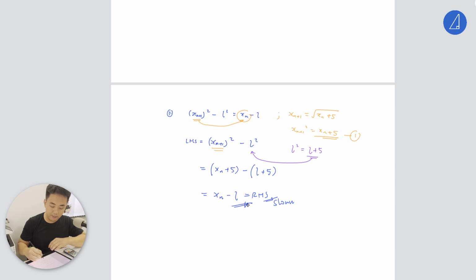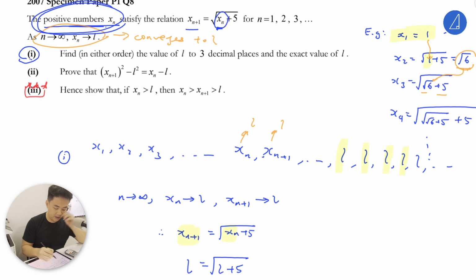Okay, now let's look at part 3. Part 3 is a bit not easy, but we try and slowly digest. Show that if this happens, then it will imply that xn is bigger than xn plus 1, which is bigger than L. What does this mean? Can you explain to me what this is trying to tell you?